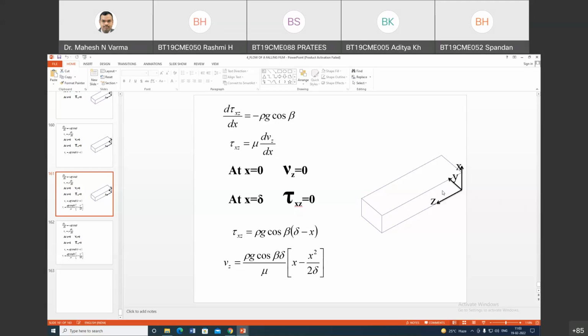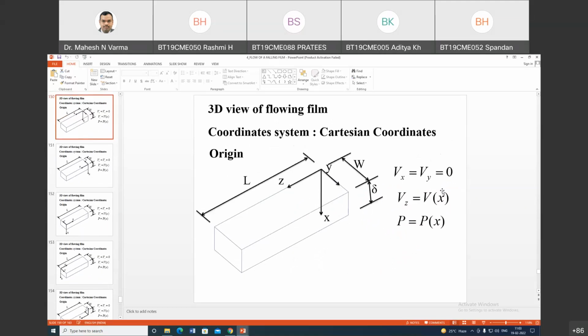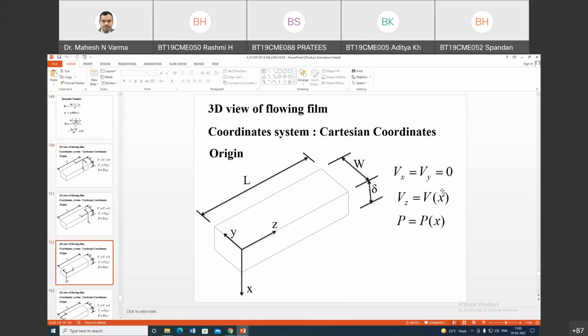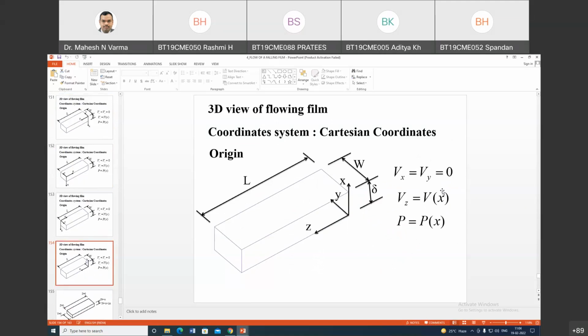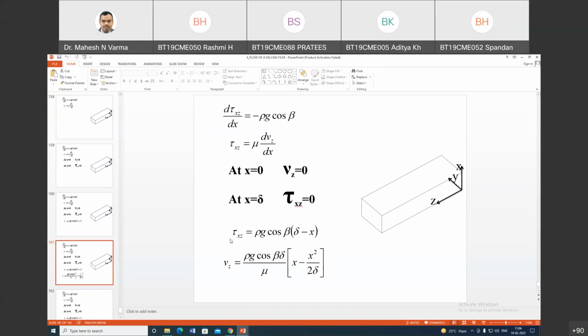This is clear to everybody? So there are possible 8 origins. We have already solved this problem: 1, 2, 3, 4 at the top face, and similarly 4 at the bottom face. So this will be 8 origins. If there is a change in origin, there is a change in the model equation also. But the absolute value will remain the same.